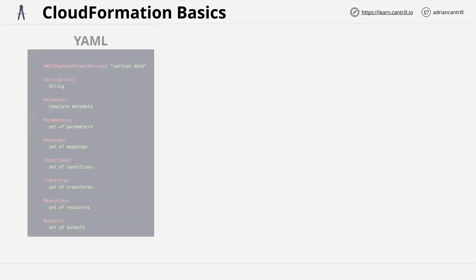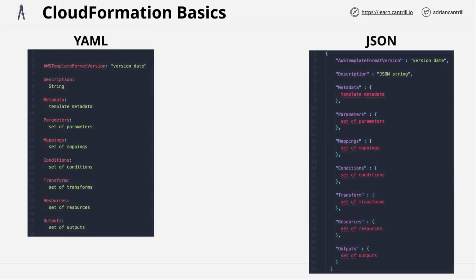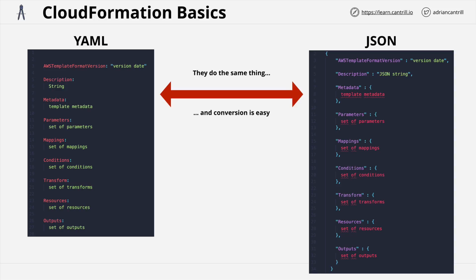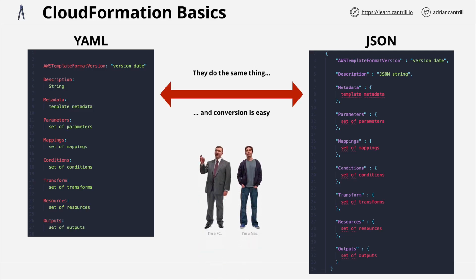A CloudFormation template is written either in YAML or JSON. And depending on your experience, you might be familiar with one of these or both. But if you haven't touched YAML or JSON before, don't worry, it's fine. The key takeaway right now is that they achieve the same thing and it's easy to convert between them. Now you might get to pick which one of these to use when writing templates, or your business might inflict this on you. But in summary, it's a preference thing.